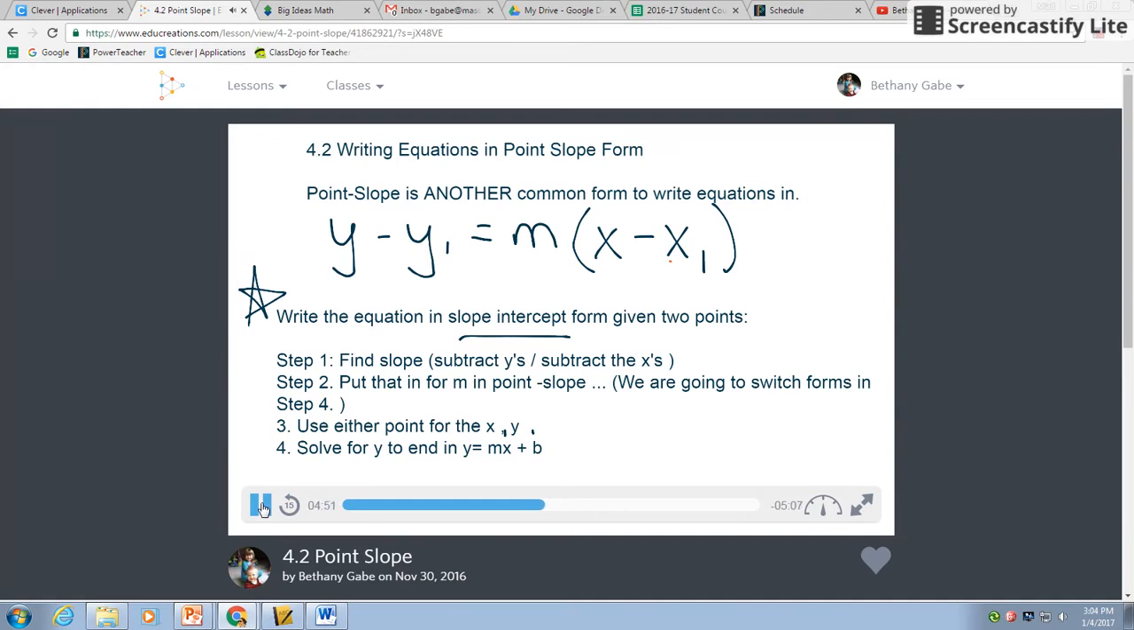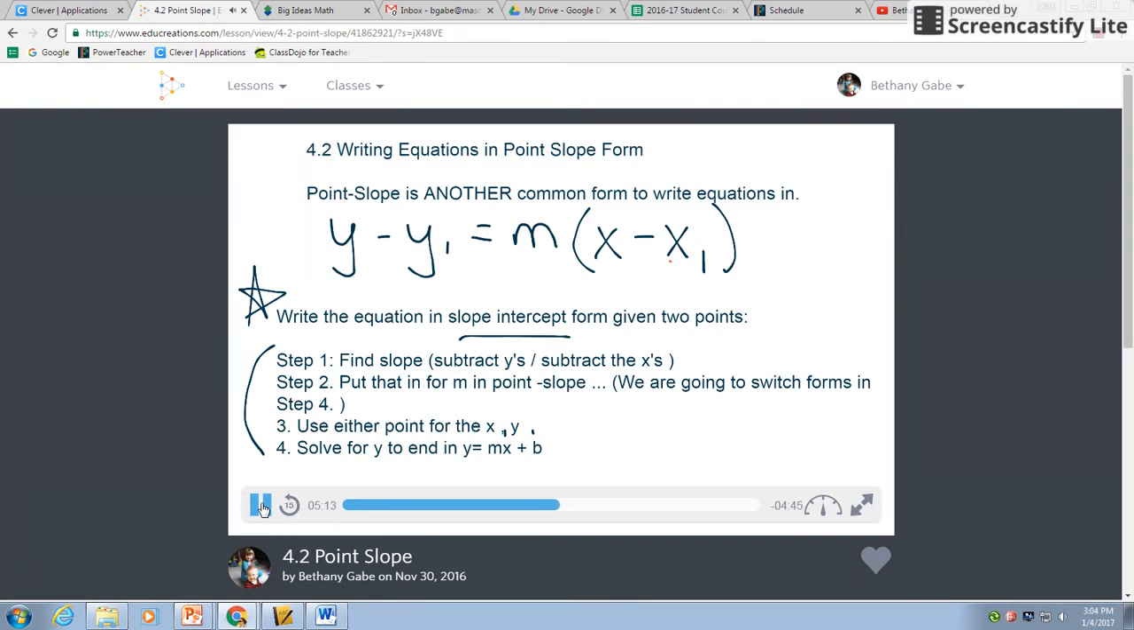So I would write down these 4 steps in your notes so that you do have those, because it is kind of a long process of what you have to do, but this will at least lead you to the answer every single time. So you're going to find the slope by just subtracting the y's, subtracting the x's, make sure it's simplified. Step 2, you're going to put that in for the m in the point slope.